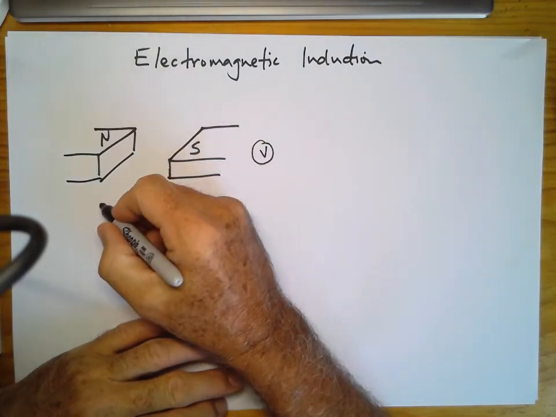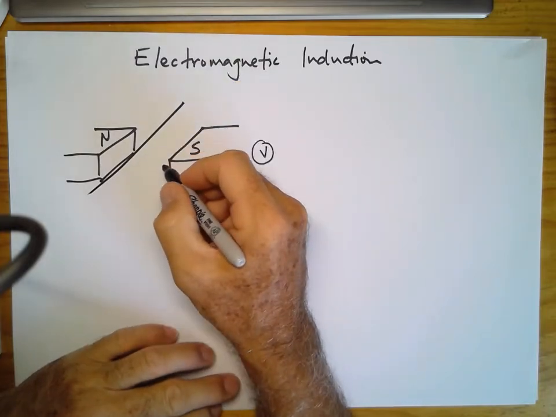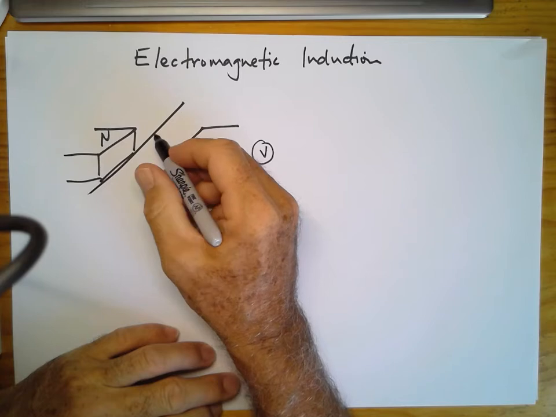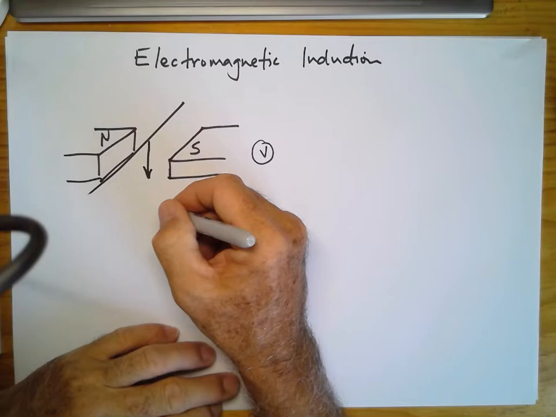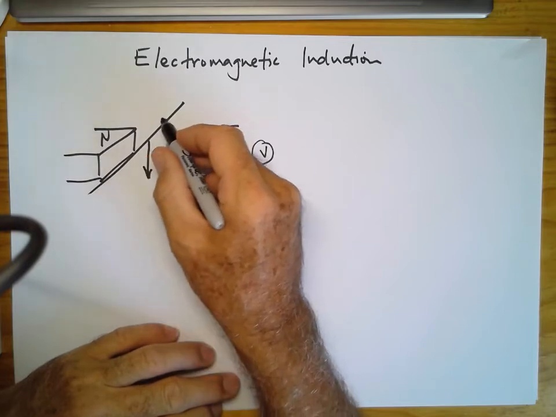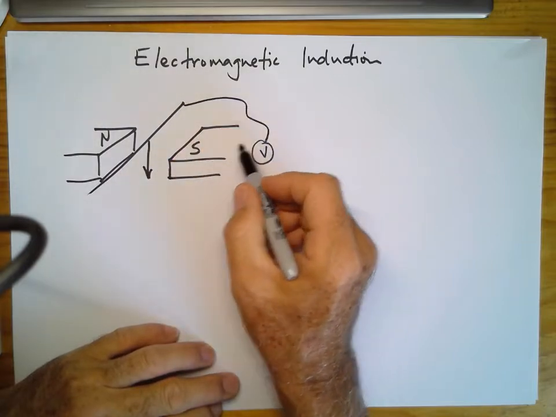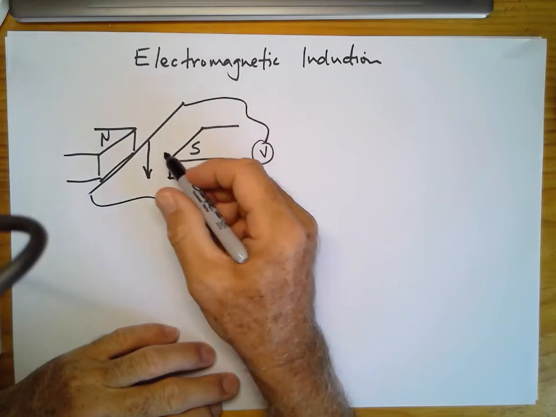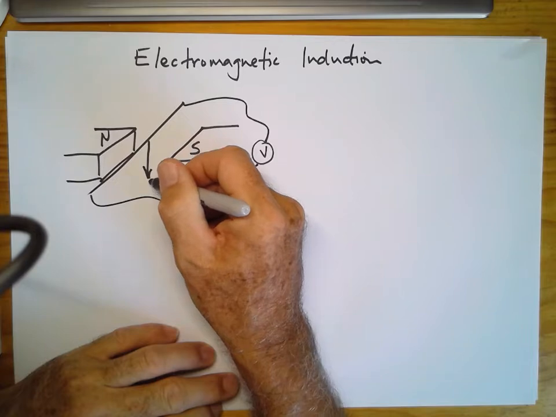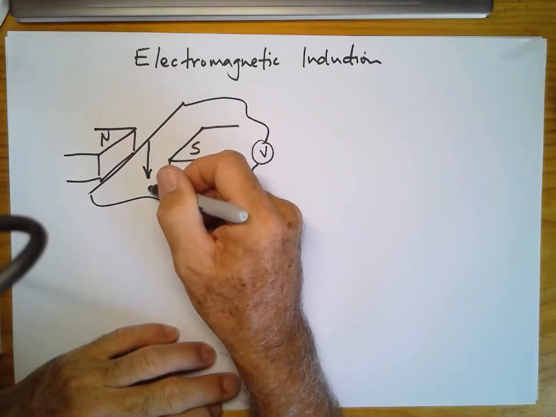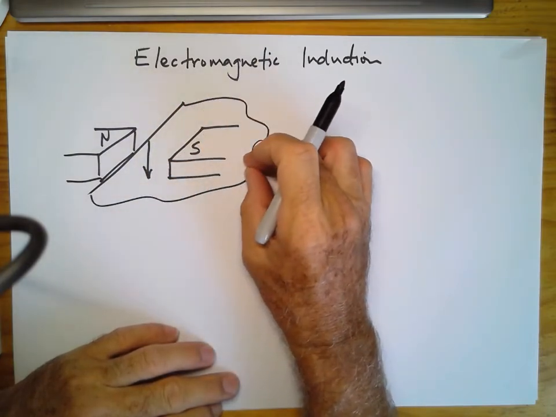When we have a wire within a magnetic field, and we move that wire across the magnetic field, we get an induced EMF, an induced voltage, and a current through that wire. So if we connect this wire up to a voltmeter, as we move this wire down between the poles of the magnetic field, across the magnetic field, we get an induced voltage, we get a current flowing. If there's a complete circuit, we get the voltage.